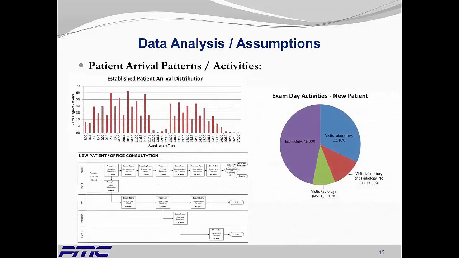How are the patients being scheduled, or how are they arriving? What are their arrival patterns, arrival earliness, or what percent of the time are they late? What are the process flow charts? What's the process that each patient type goes through? What are the percentages? What activities do they go through?